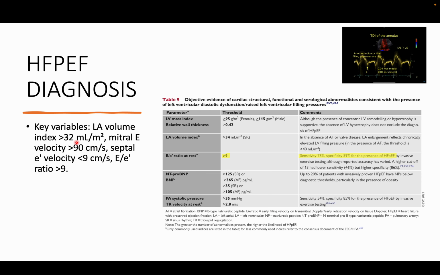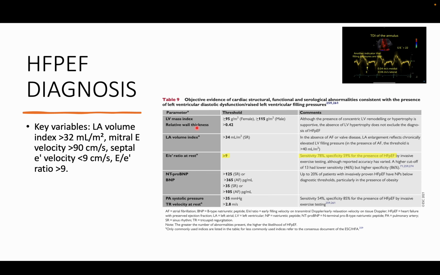Then mitral E velocity and E by E prime velocity. What is E by E prime? I will explain when we cover the tissue Doppler echo topic. But any E by E prime ratio more than 9 is suggestive of heart failure with preserved ejection fraction. So these are all the various objective evidence of heart failure with preserved ejection fraction, where there is diastolic filling abnormality or increase in left ventricular pressure per se.